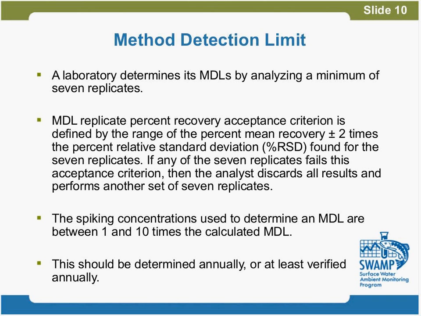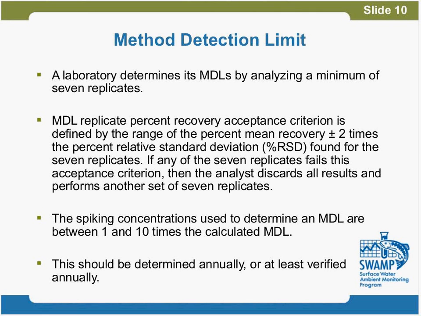Well, how does the laboratory determine the method detection limit? And again, this is a very specific procedure that's laid out in the Federal Register as to what the laboratory is supposed to do. They are supposed to run 7 replicates and, using statistical tests, determine what the method detection limit is based on the outcome of those 7 replicates.